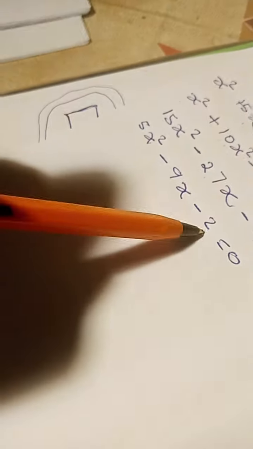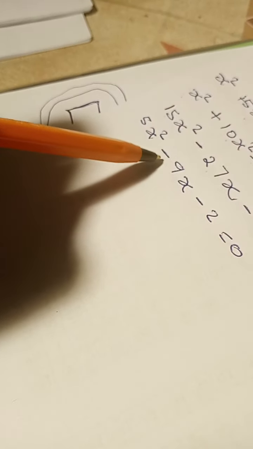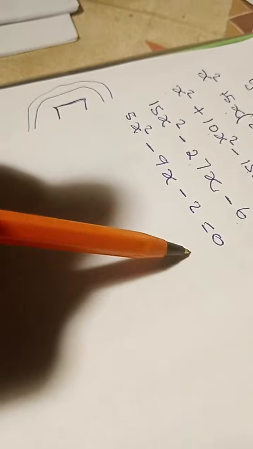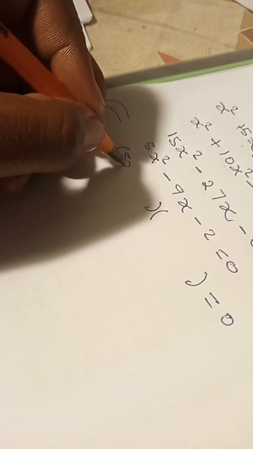Then you factorize. This one can be factorized. If it cannot be factorized, go straight to the quadratic formula, which is x is equal to minus b plus or minus the square root of b squared minus 4ac, all divided by 2a. But this one can be factorized. So let's introduce our two brackets that are equal to 0. We have 5x and x.